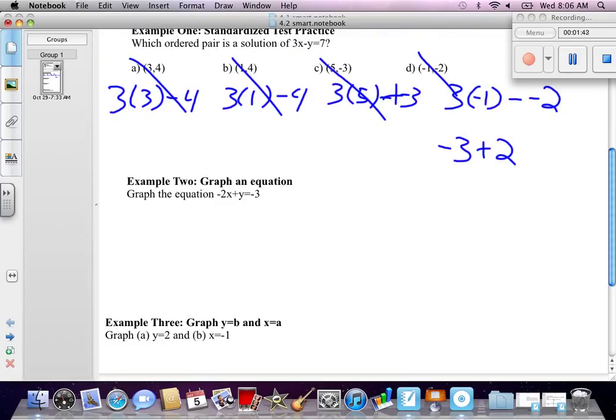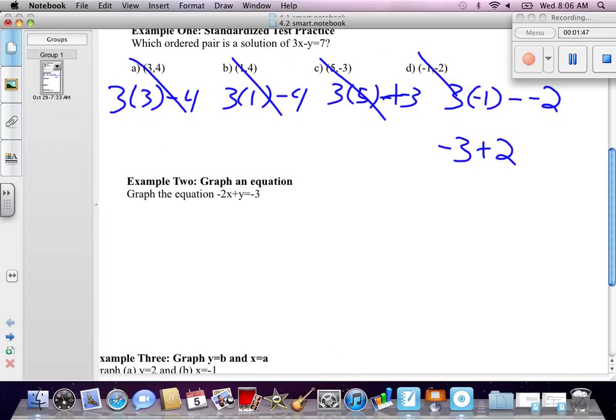We're going to graph this equation. To graph equations for right now, you might have seen y equals mx plus b before, and that's how you graph it. For right now, we're going to do a t-chart, which means you're going to plug in numbers for x and get y answers. The numbers we're going to plug in are negative 2, negative 1, 0, 1, and 2. So that's going to give us a nice straight line.